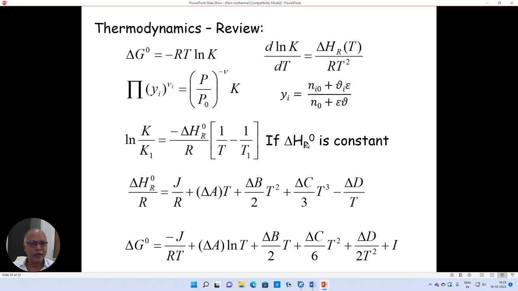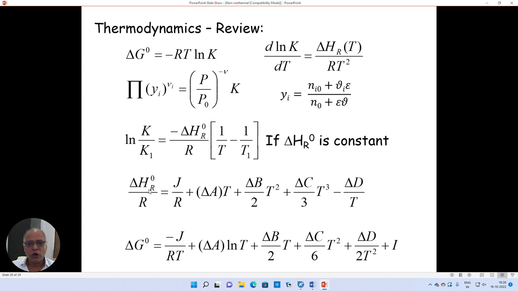So if this is not valid, what are we required to do? You need to express the heat of reaction as a function of temperature based on the specific heat temperature dependency for all the components. I think you know the specific heat Cp ig by R is given by A plus BT plus CT squared plus D T power minus 2. So integrating that relation, I think you might have already seen this expression earlier in your thermodynamics. You know what is delta A, delta B, delta C, delta D. For example, delta A can be defined as sigma mu i Ai.